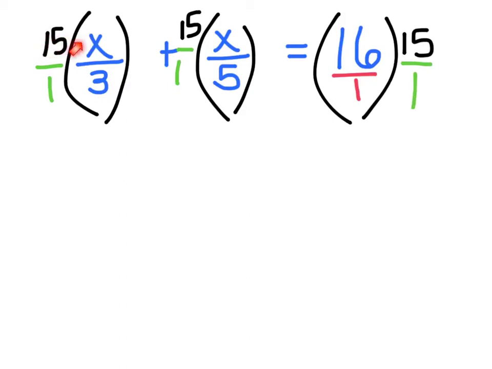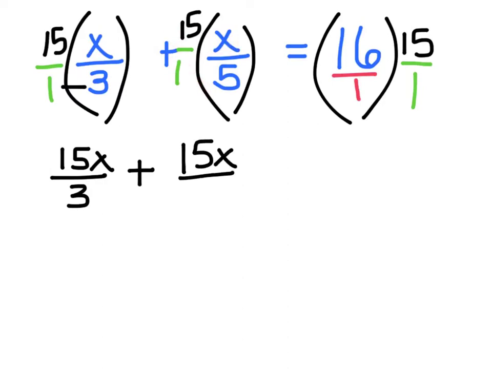When I multiply fractions, I go straight across the top and then straight across the bottom. So 15 times x, that would give me 15x. On the bottom, I have 1 times 3, which would give me 3. Keep your plus sign in the middle. Now I'm going to times up here. I'm going to do 15 times x and then 1 times 5. So 15 times x is 15x, and 1 times 5 is 5. Equals, on this side, I'm going to do 16 times 15, and I have a calculator, so I'll type that in for us. And we get 240, and then 1 times 1, which is 1.